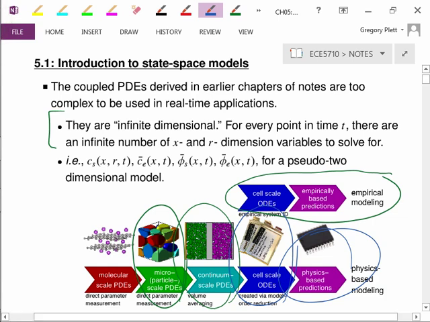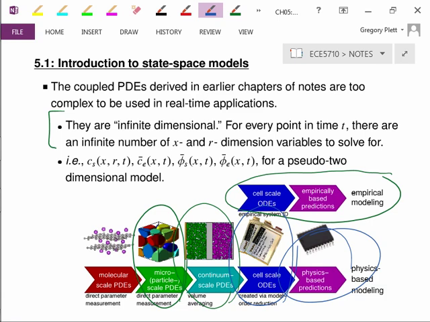And this will give us physics-based predictions, which arguably are better, or can be certainly a lot better for many applications. The process of coming up with these cell scale ordinary difference equations involves some material that is probably new to most of you, and so we're going to develop it over 2 chapters of notes instead of just a single chapter.